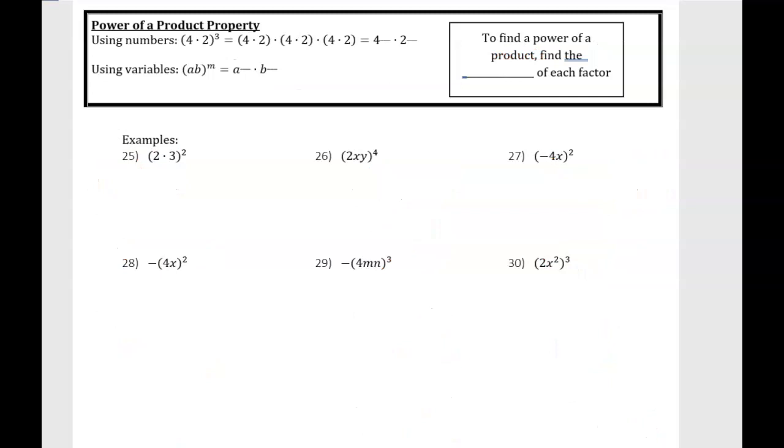All right, now we've got a power of a product property. So you're going to find the power of a product, you're going to find the power of each of the factors. So you're going to look at each of the factors in the parentheses, all right? So in the case of 25, one of the factors is 2. We're going to square that, and we're multiplying it by 3 squared. This would be equivalent to 4 times 9, which is 36, all right? So even if we did follow order of operations for number 25, 2 times 3 is 6, and 6 squared is 36.